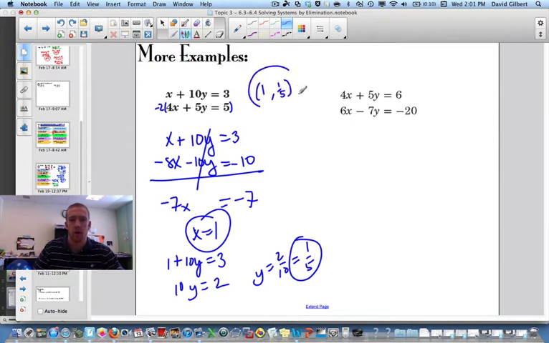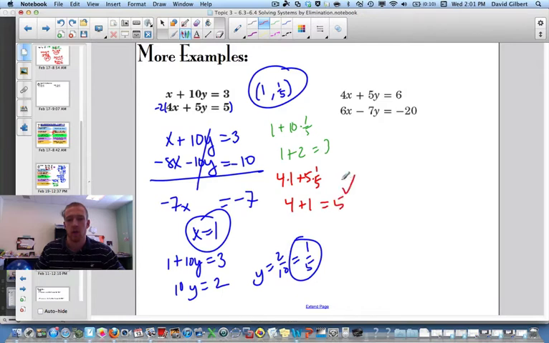And how do you check this? Just like you check all the other ones. So plug in 1 plus 10 times 1/5 is 1 plus 2, and that equals 3. Check it in the second. 4 times 1 plus 5 times 1/5, and that's 4 plus 5 times 1/5 is 1. That equals 5. That works too. Sweet. So this is definitely my correct answer.